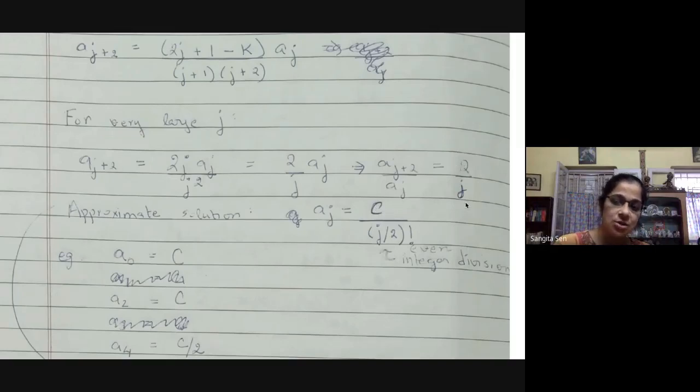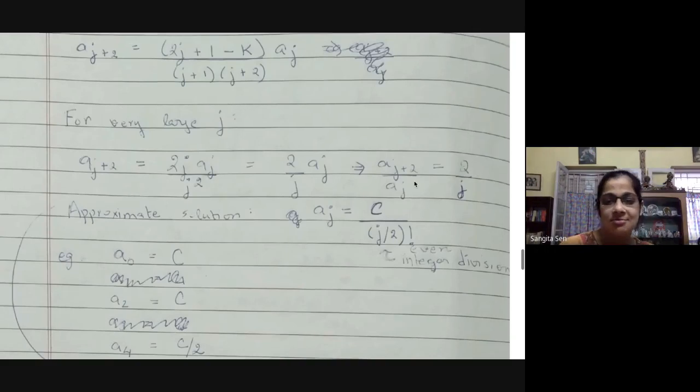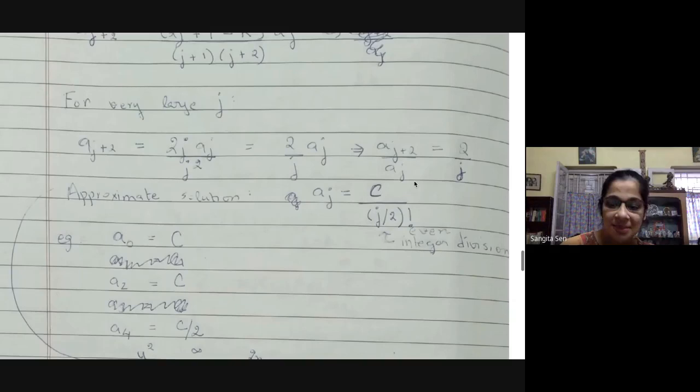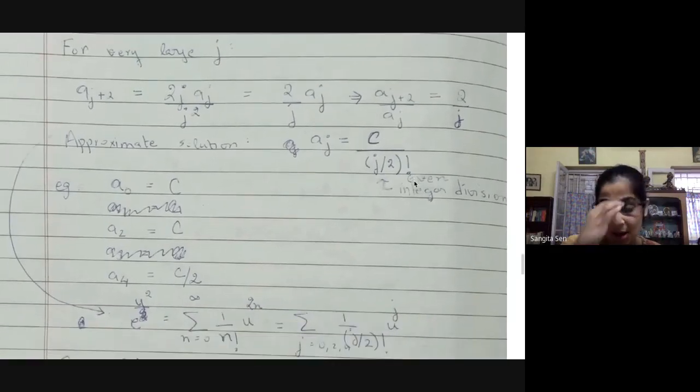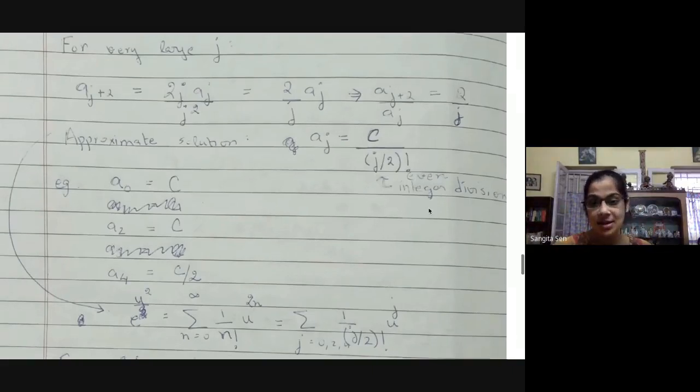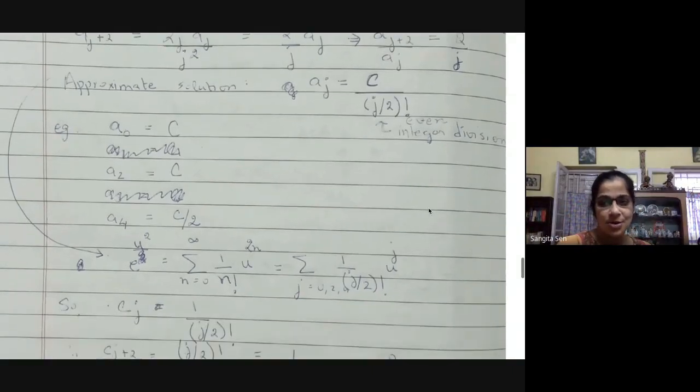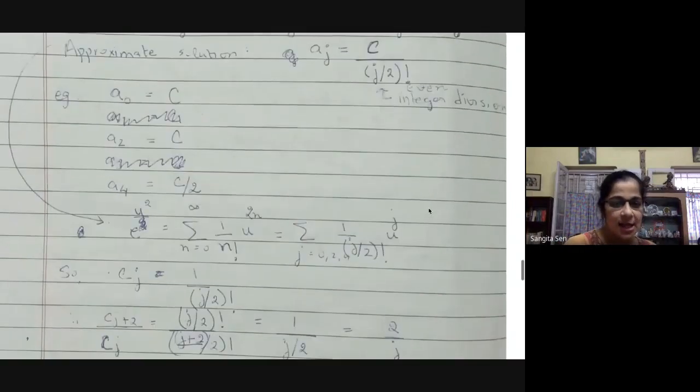So this ratio keeps on decreasing as you go to higher and higher j. So a_(j+2) does become smaller. However, it does not decay fast enough. Okay. So how do we know that? We can see that it is decaying, but there's something else we now want to look at: how fast is it decaying?